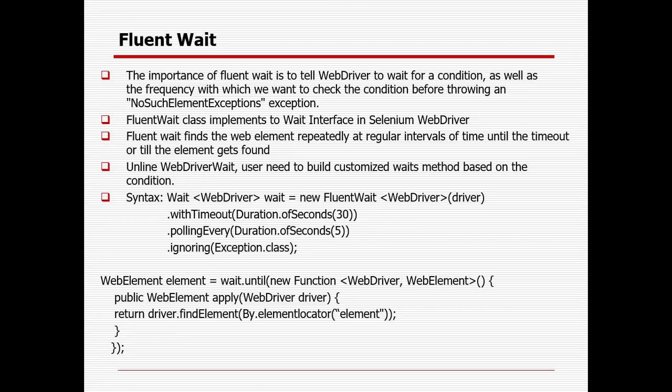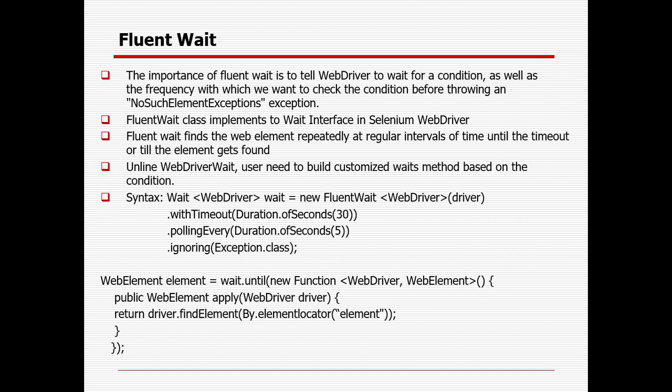The importance of Fluent wait is that it tells WebDriver to wait for a condition, as well as the frequency with which the user wants to check the condition before throwing a no such element exception, right? During explicit wait, it will check only one time, right? Once the maximum timeout elapses, it will not check after that. But through Fluent wait, we are also providing the frequency, so it will check until the maximum timeout, at every frequency interval, before throwing a no such element exception.